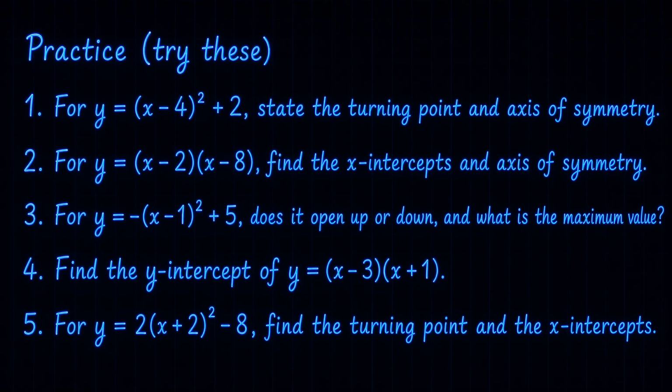3. For y equals minus (x minus 1) squared plus 5, does it open up or down, and what is the maximum value? 4. Find the y-intercept of y equals (x minus 3)(x plus 1). 5. For y equals 2(x plus 2) squared minus 8, find the turning point and the x-intercepts.